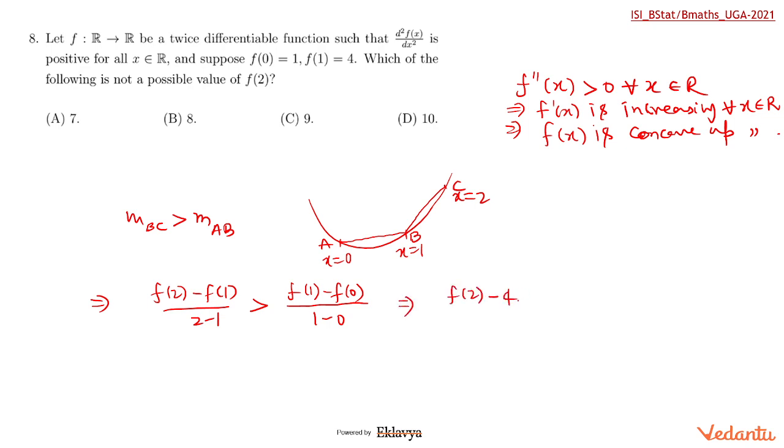f1 is given as 4 and the denominator is 1 in both cases. This is 4, and f0 is 1. So finally we are getting f2 minus 4 greater than 4 minus 1, so f2 is greater than 7. Whatever the value of f2, it must be greater than 7. 8 can be possible, 9 possible, 10 possible, but 7 is not possible since it must be more than 7. Alright, question number 8, option A is correct.